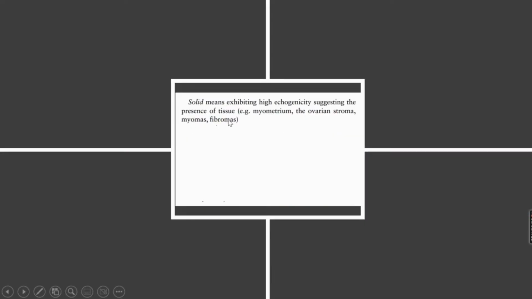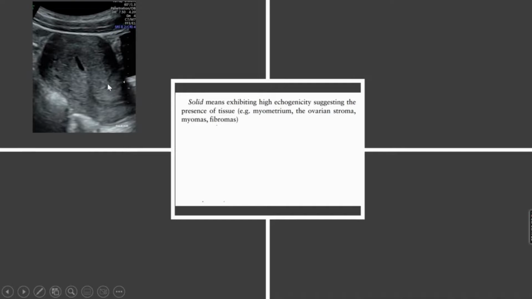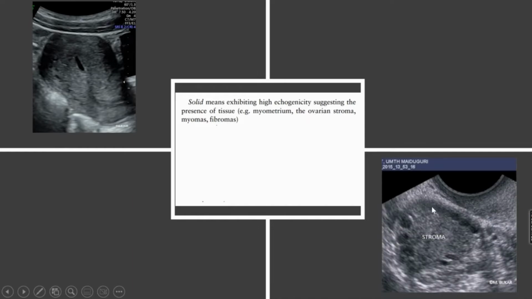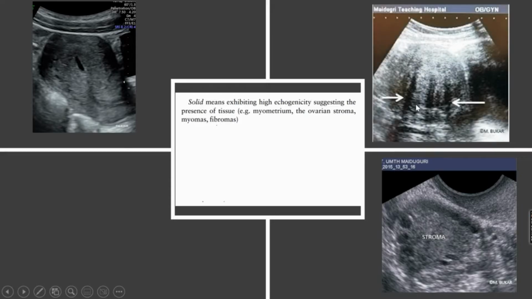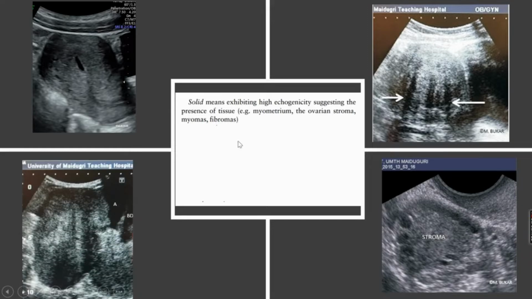Again, solid means exhibiting high echogenicity, suggesting the presence of tissue. Example, myometrium, the ovarian stroma, myoma, and fibromas.